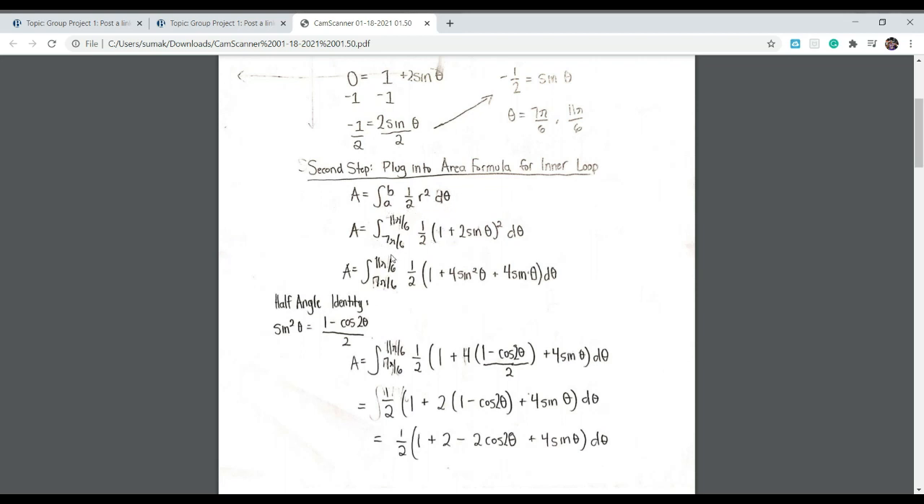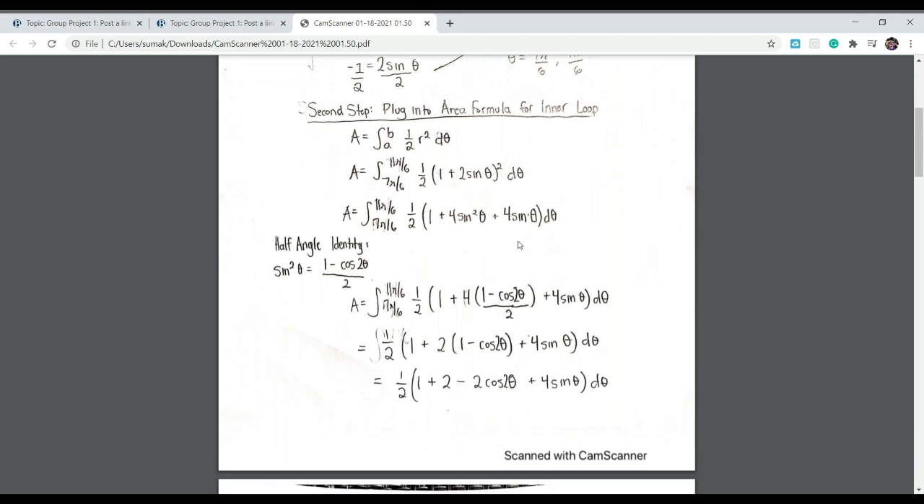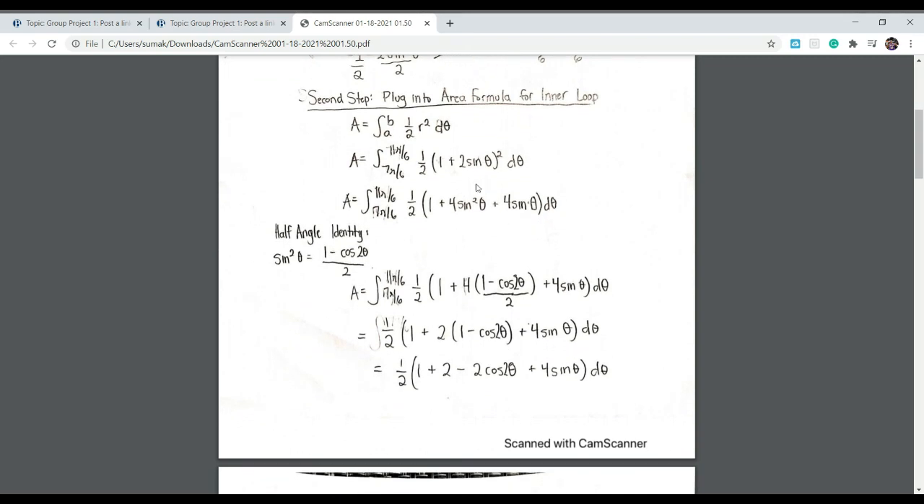Now A equals, and we put in 7 pi over 6 for the lower limit of integration, sorry about that, and 11 pi over 6 for the upper limit of integration. So we have 1/2 times r, and r is 1 plus 2 sine theta, which was the original equation, squared d theta. Then we're going to FOIL this, so we have 1/2 times 1 plus 4 sine squared theta plus 4 sine theta d theta.